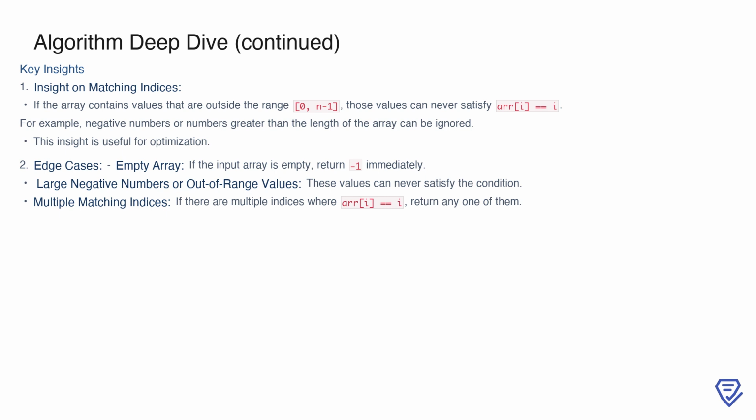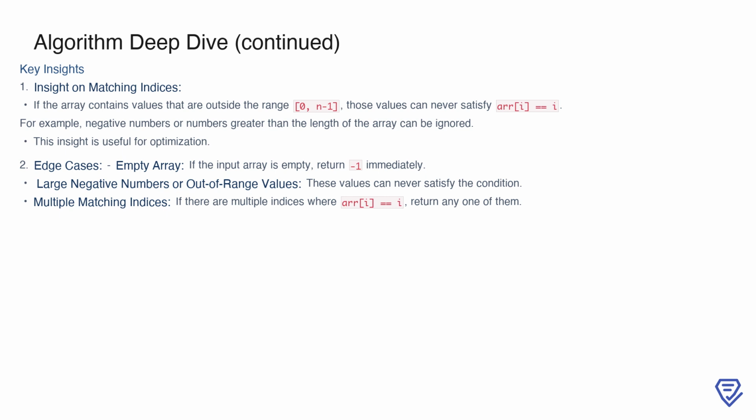Additionally, there are some edge cases to consider. For an empty array, we should immediately return -1 because there are no indices to check. Similarly, if the array contains large negative numbers or out-of-range values, we can skip those without any further checks. In cases where multiple indices satisfy ARR[i] equals i, the problem allows us to return any one of them.